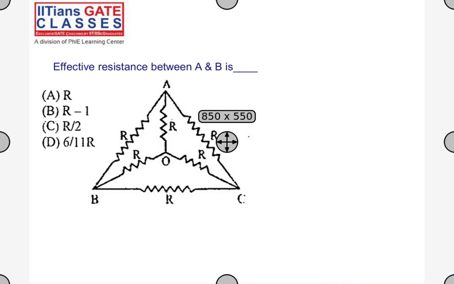Find the effective resistance between A and B. This is a GATE question. Try to solve this. Find the effective resistance between A and B.